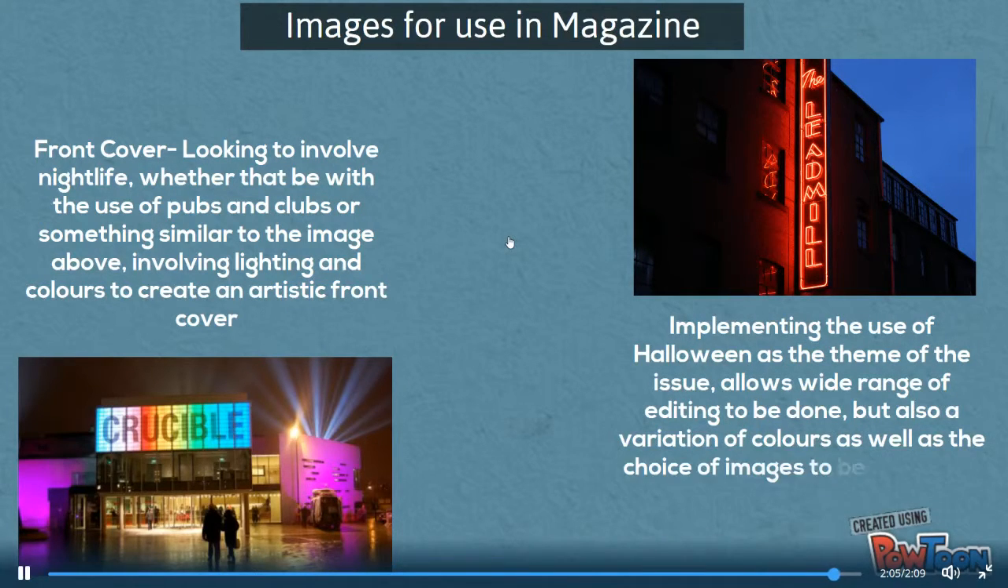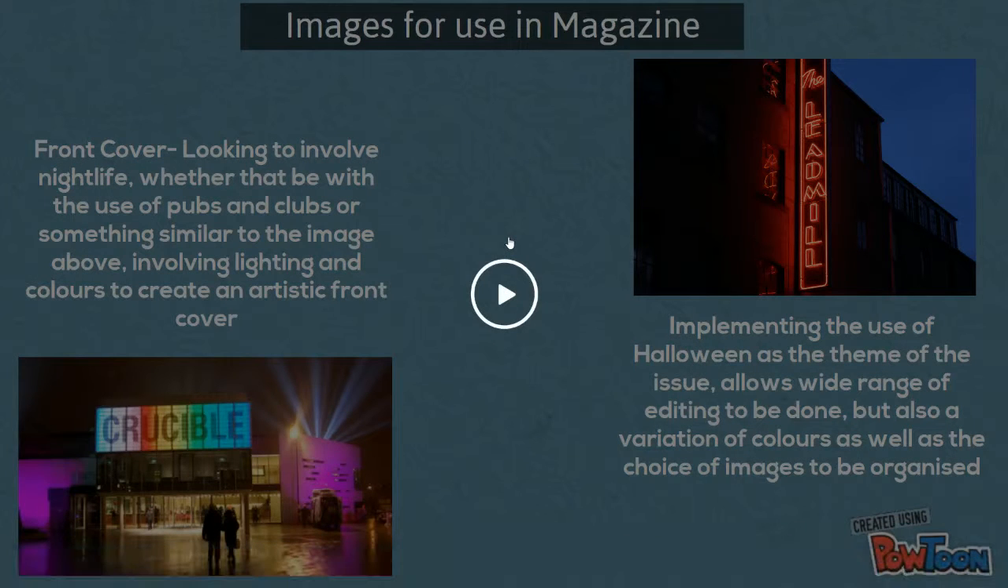Another thing that I want to do is implement the use of Halloween. I would like my magazine to be based around October, so that allows not just a wide range of editing skills to be involved in certain photos, but it also means I can use a variation of colours, fonts and designs to make the magazine look a bit more exciting than, let's say, a magazine in June where it's all about summertime. You can use different font styles then, but when you implement the theme of Halloween as well, it just makes it feel more exciting overall.